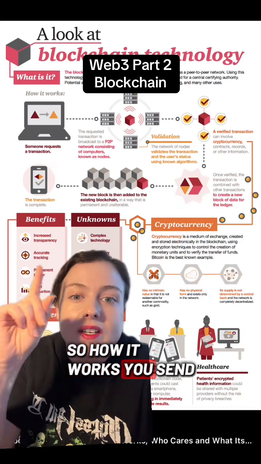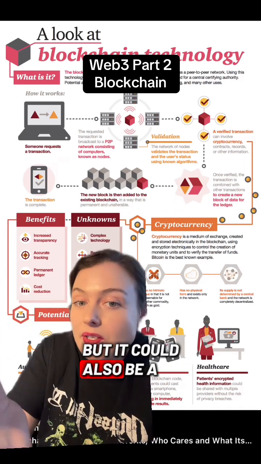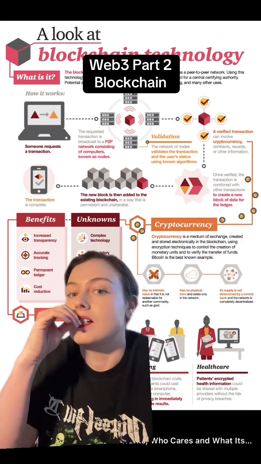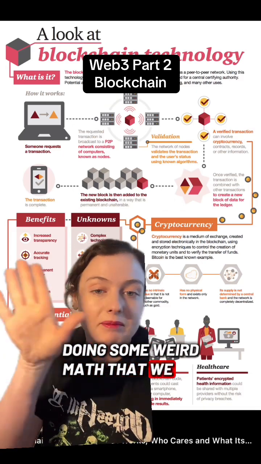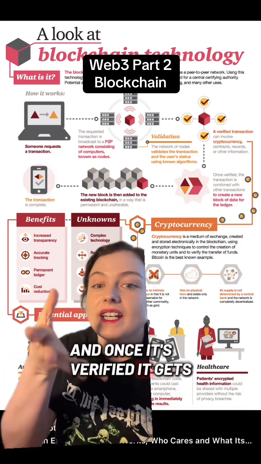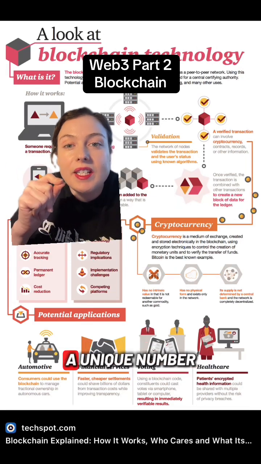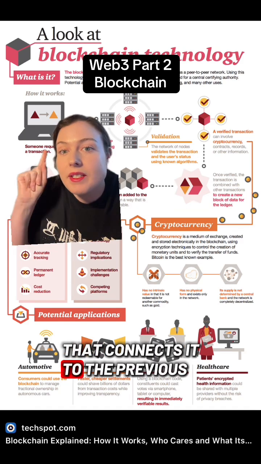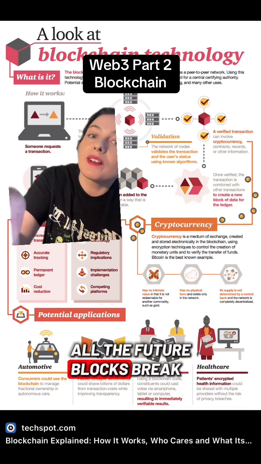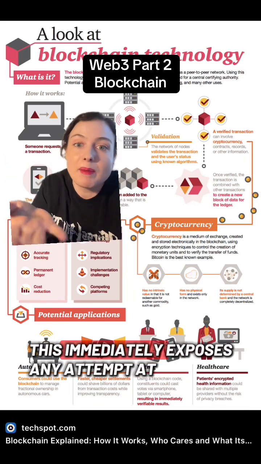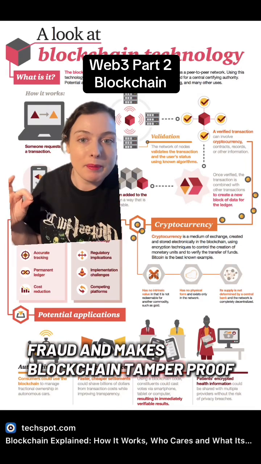So how it works. You send data. That might be a digital currency, but it could also be a contract or a vote. Send it to the blockchain, and the computer verifies it by doing some weird maths that we won't get into. And once it's verified, it gets added to the blockchain forever. Every block in this blockchain has a unique number that connects it to the previous block. If somebody tries to change a block, all the future blocks break. This immediately exposes any attempt at fraud and makes blockchain tamper-proof.